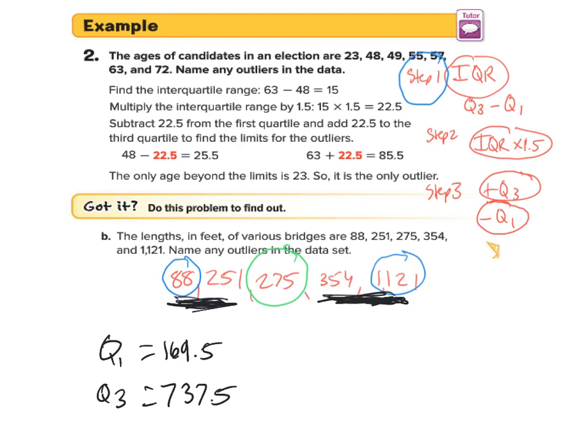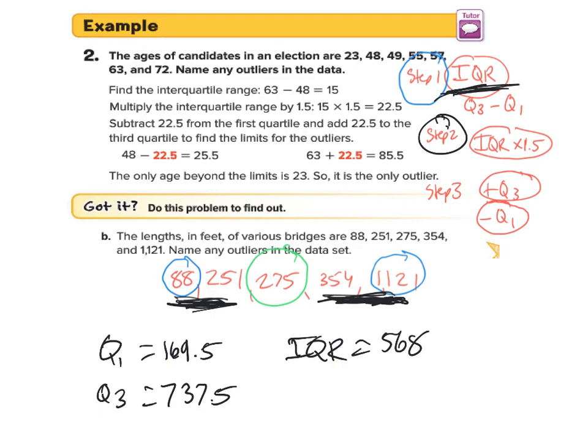Okay. Now step 2. Now that we have our step 1, we have to get our interquartile range. We're going to subtract those two, right? Remember, that's how we get our interquartile range. So here we go. 737.5 minus 169.5. There we go. Gives us 568. So our interquartile range, our upper middle number minus our lower middle number, gives us that, okay?